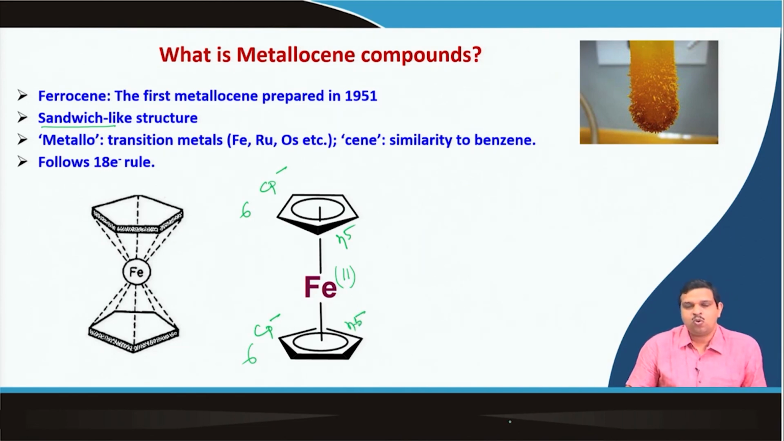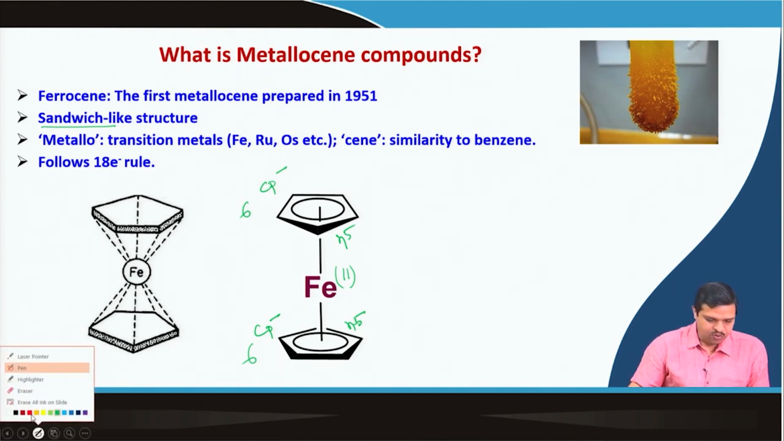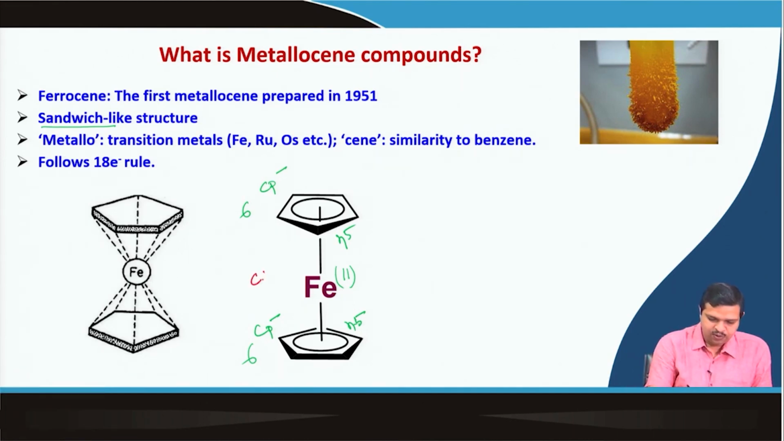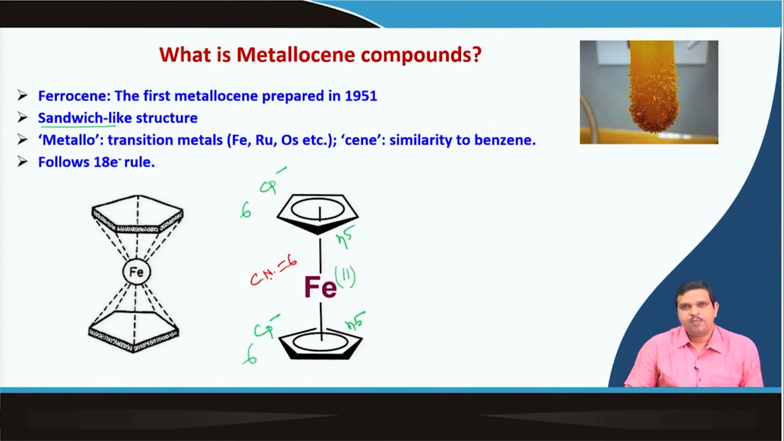Can you tell what is the coordination number of iron here in ferrocene? Any idea? The coordination number will be 6, because 6 electron pairs are donated to the iron, formally. So that's why the coordination number is 6, with iron in the plus 2 oxidation state and Cp minus as monoanionic ligands.